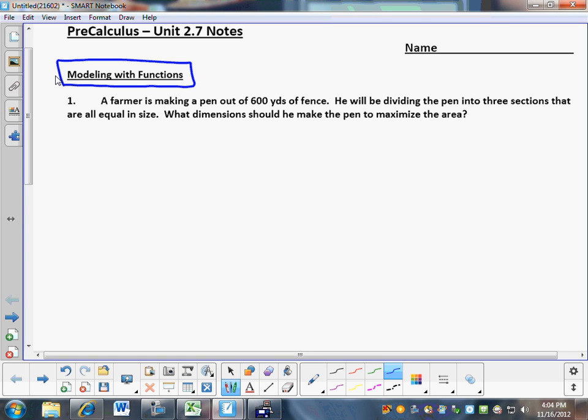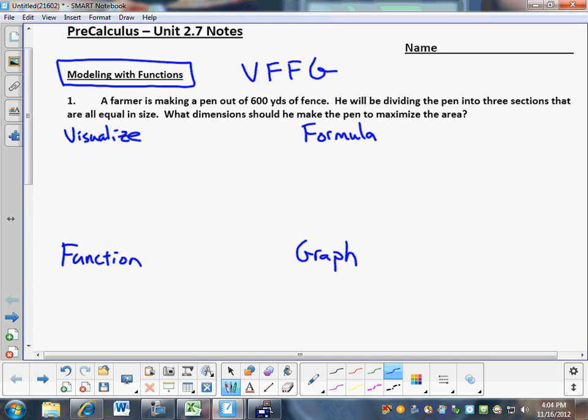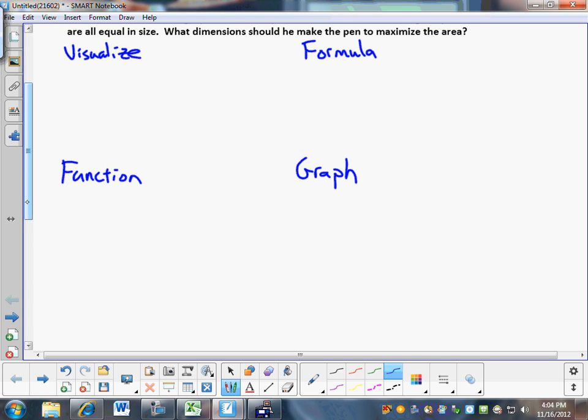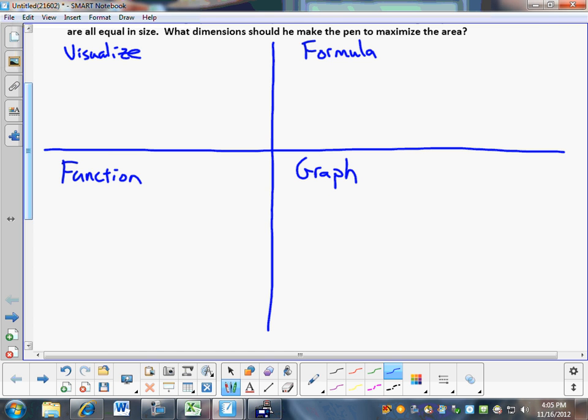I like to organize my thoughts when I do these problems, and I remember VFFG. And that's for visualize, formula, function, and graph. So this is what I do. I do it all the time. Make it 4 squares. Those 4 pieces we fill in, and we get our solution. Simple as that.